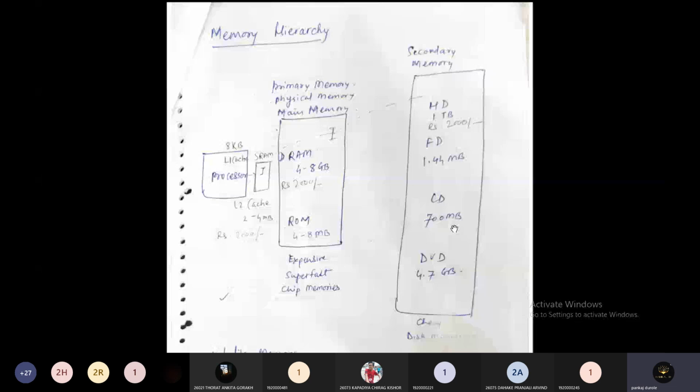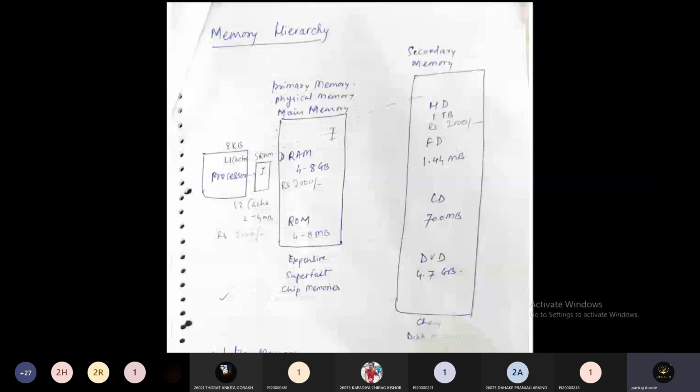So 700 MB means half of your movie will be in one CD and half of your movie will be in another CD. I remember the days where we were inserting the first CD for the first part of the movie before the interval, and after the interval we were supposed to insert the second CD, right? Why? Because your movie has more size, right? Around more than 1 GB.